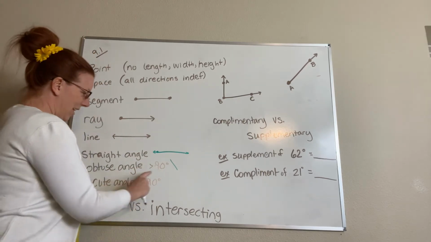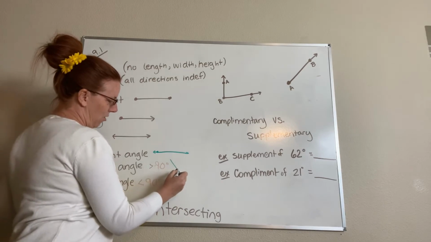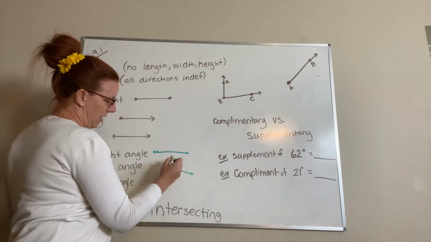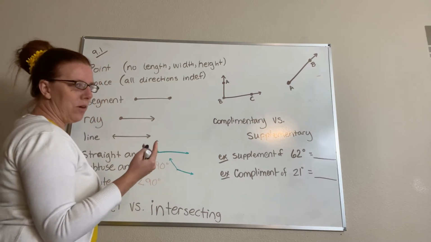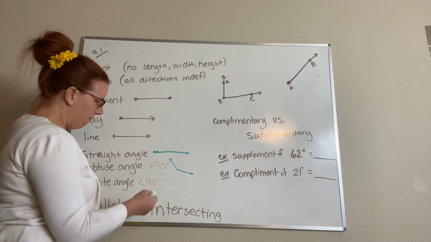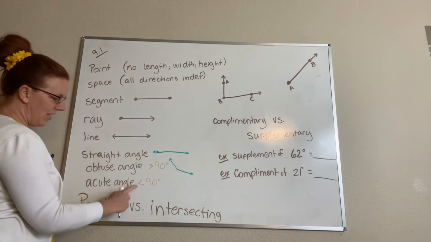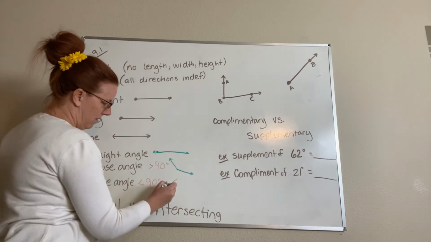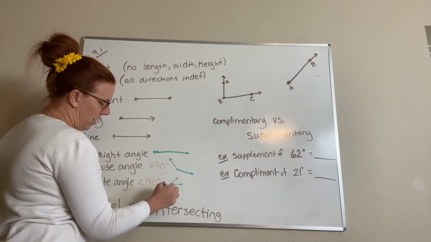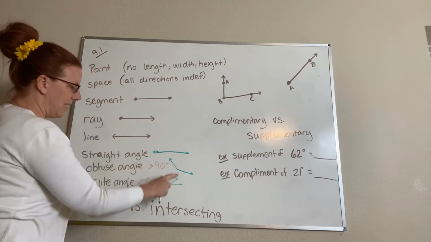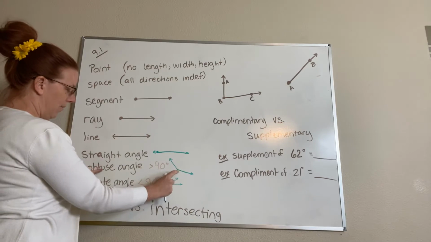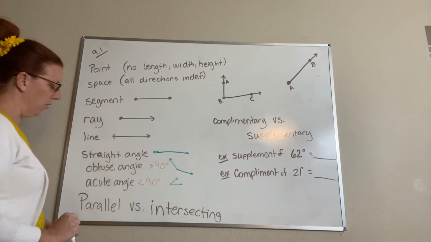So an obtuse angle is bigger than 90 degrees. An obtuse angle might look like this, where this angle is bigger than 90 degrees, or bigger than the corner of a piece of paper. Okay? An acute angle is less than 90 degrees. Something like this might be acute, where the corner of a piece of paper wouldn't fit inside that angle. So these are some examples of a straight angle, obtuse angle, and acute angle.